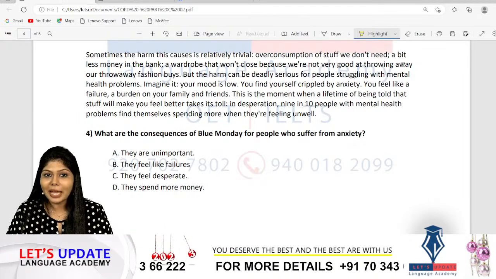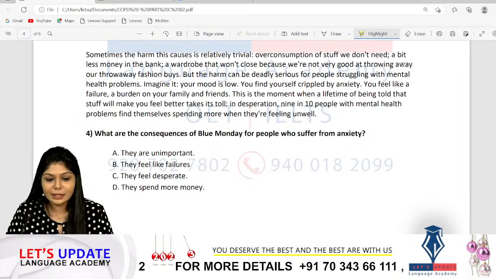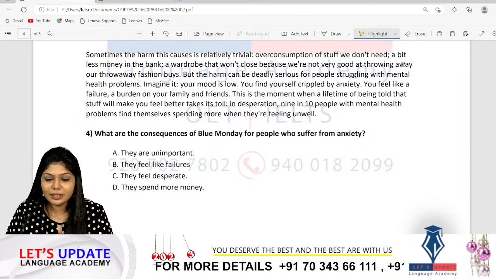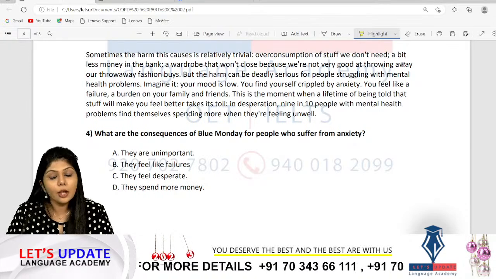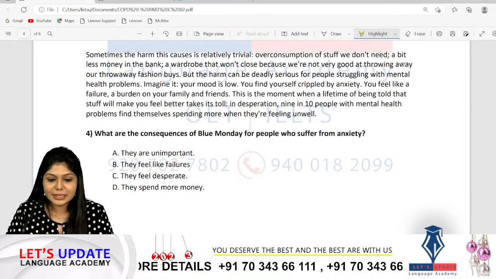So, according to this paragraph, what do you think the answer is for the question? What are the consequences of Blue Monday for people who suffer from anxiety? So, what do you think is the most appropriate answer for this question?